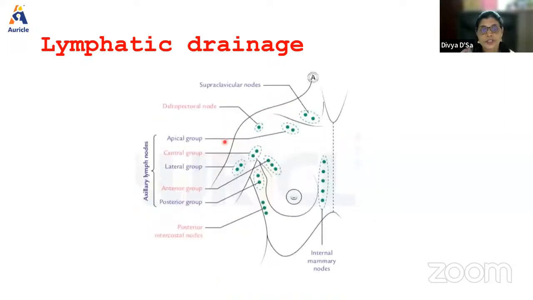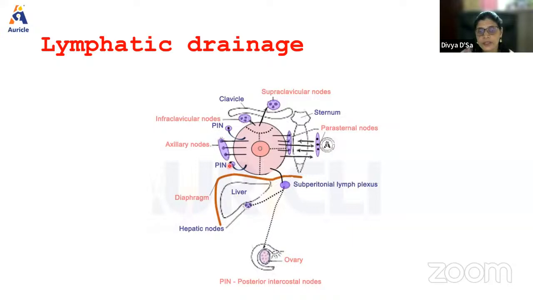Okay, so here, if you see, it goes to the lateral, anterior, posterior groups. So mainly to the anterior, then to the central group. From here it will drain into the central, and from there to the apical. Like that, as well as to the posterior group, it drains. Then posterior intercostal. And from the lower quadrant, you should also remember it can go to the subdiaphragmatic group of lymph nodes or subhepatic group of lymph nodes. So sometimes, where there is malignancy, cancer can spread to the ovary through this, that is through the coelom, the peritoneal cavity. It can spread to the ovary.